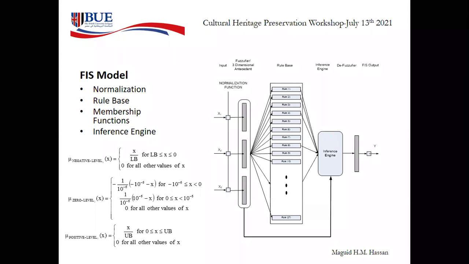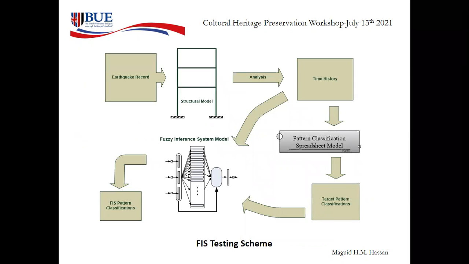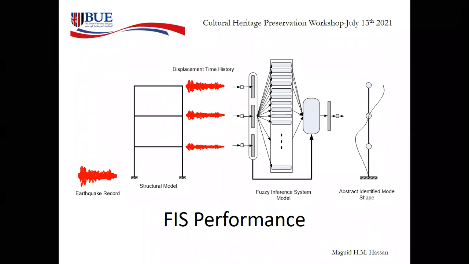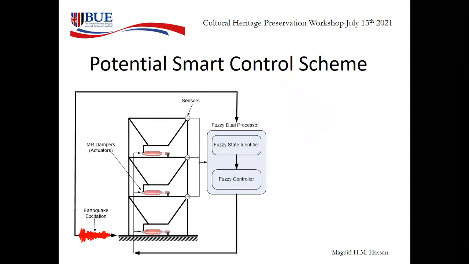And then there's an inference engine that would aggregate all the outcomes of the rules that were fired based on the input. Again, there's some sort of testing scheme to make sure that the output of this FIS system is what we expect it to do. And then in operation, you would have something like this. Again, an earthquake record is introduced to a structural model, the time history is fed through the FIS, and then you would come up with a proposed abstract shape or deformed shape of the system.